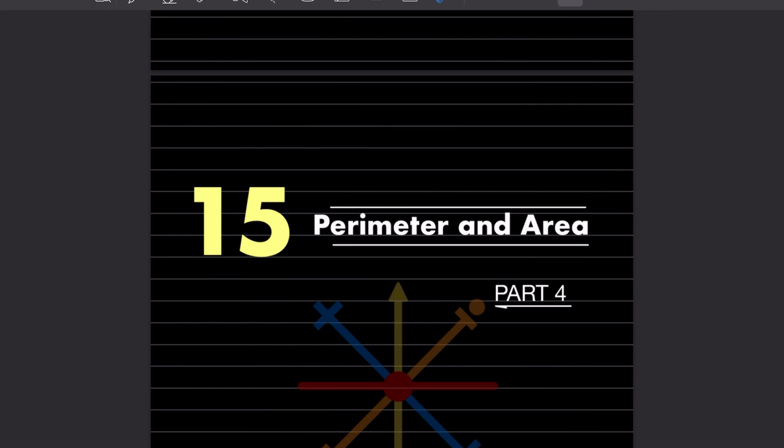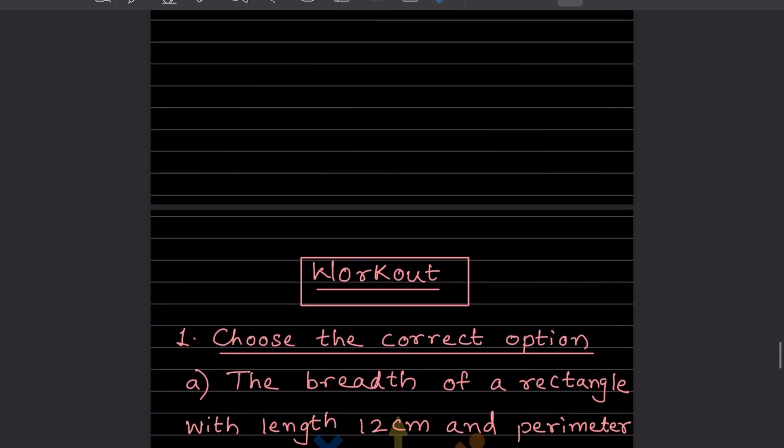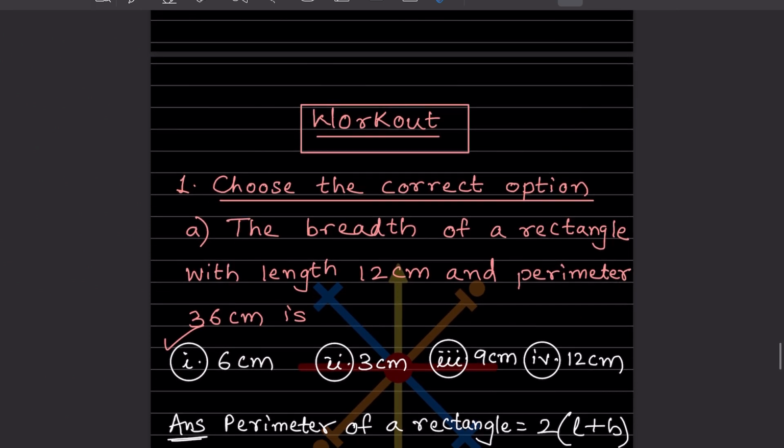So this is the fourth part of perimeter and area. We have completed the exercise. Now let us see the workout. Workout is nothing but the revision of the chapter, whatever we have done till now in the exercise, only somewhere the numbers will be different. So now look here.